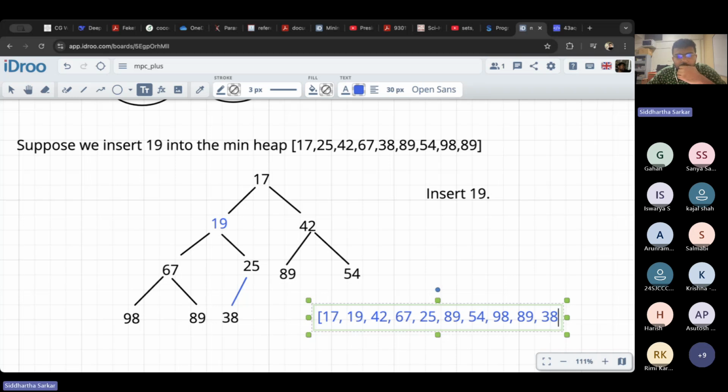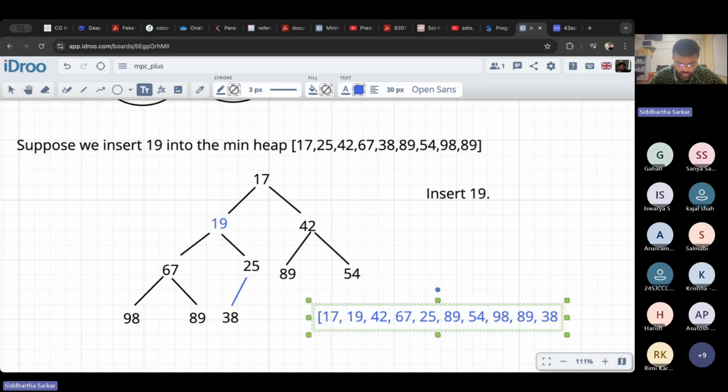Looks to be correct. Now we can verify what people were saying. Gahan and Salma, we were saying that it is 17, 19, 42, 67, 25, 89, 54, 98, 89, 30. That is correct. Whereas the other person, Arun Ram, was saying something different, but that is not correct.